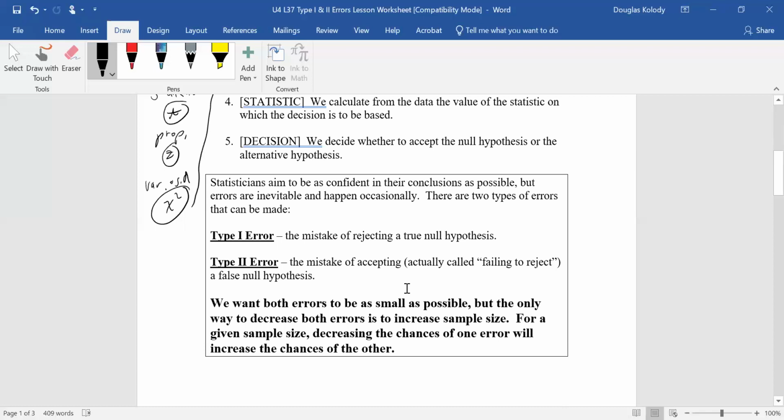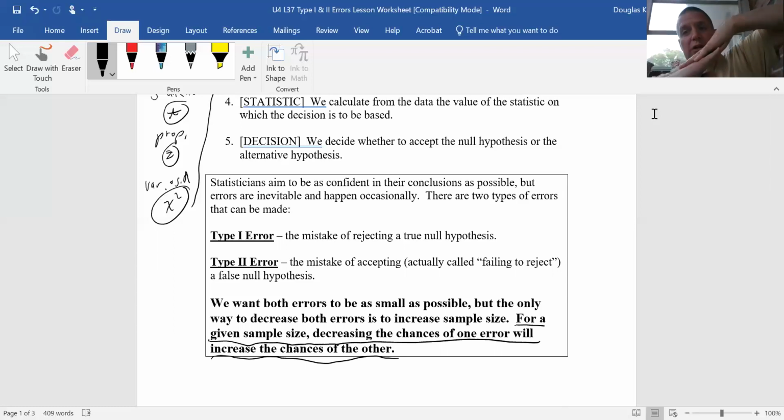Obviously, we want both errors to be as small as possible, but the only way to decrease both errors is, ding, ding, ding, increase sample size. For any given sample size, decreasing the chances of one error, I should underline this, will increase the chances of the other. It's like a seesaw. If you want to decrease the chances of a type 1 error, the chances of a type 2 error go up. Statisticians have to deal with this balancing act throughout a test.